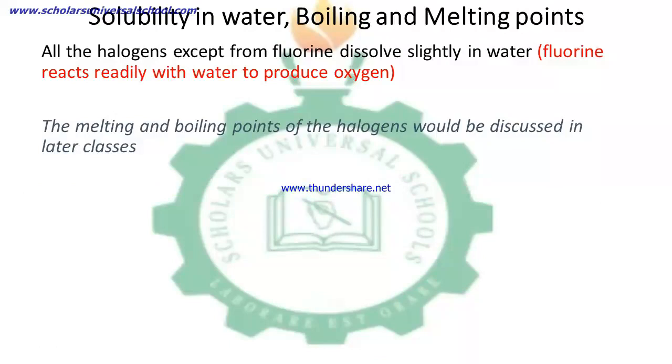Now to the solubility in water, boiling point and melting point. All halogens except fluorine dissolve slightly in water. Fluorine reacts readily with water to produce oxygen. The boiling point and the melting point of halogens will be discussed in later classes. As I said, we are going to take each member of the group and discuss them in later classes, but we are focusing mainly on chlorine.